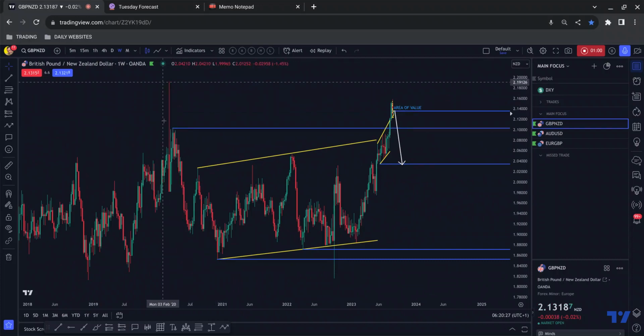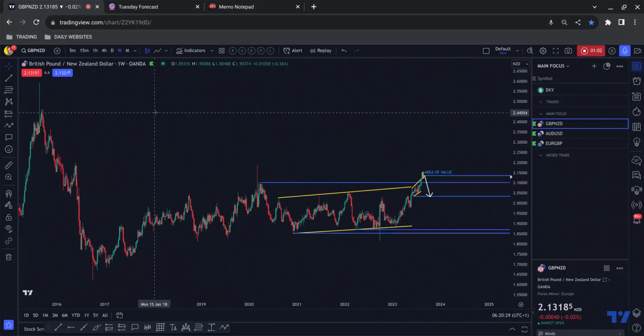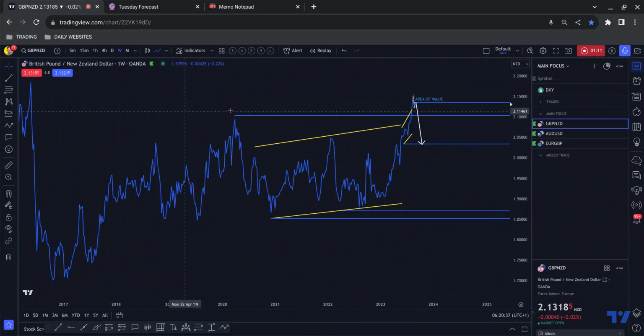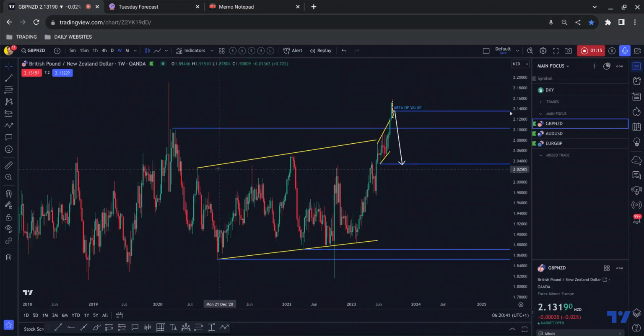So pound Kiwi, why are we looking at this one? We have this liquidity point. I'm not really concerned about this wick, and one of the ways to determine whether a wick is actually part of the market structure or not is simply to switch to the line chart. You can see that the volatility wick does not appear. So that gives me a clue that this is the area of value.